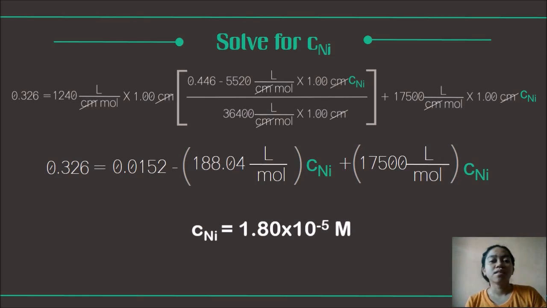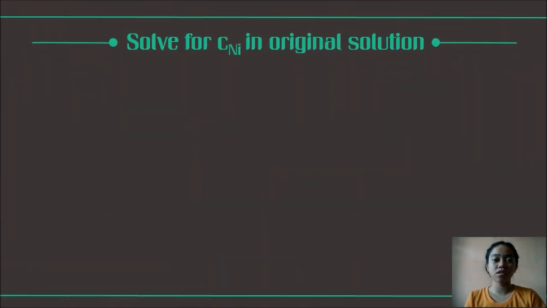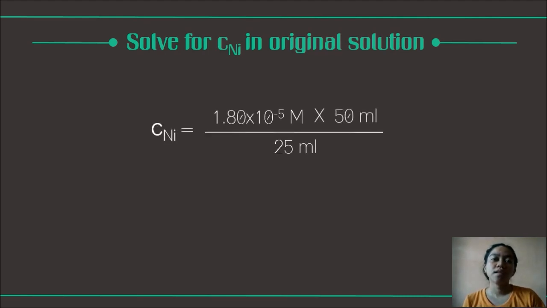We now identify the molarity of the concentration of nickel, which is 1.8 times 10 to the negative 5 molar. But we want to know the concentration of the cobalt and nickel in the sample. That's why we will solve for the concentration of nickel in the original solution. We just need to multiply the CNi that we got earlier by the dilution factor. The dilution factor is just the final volume divided by the initial volume of the solution.